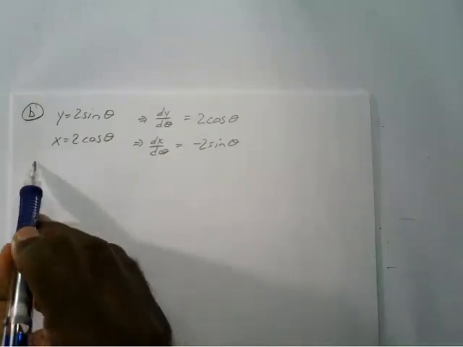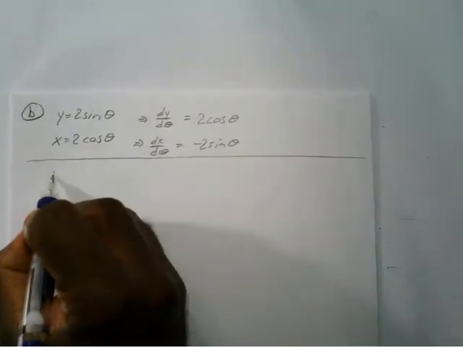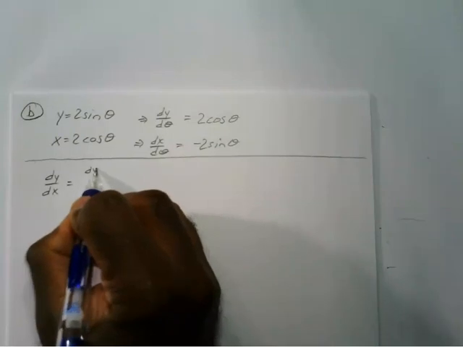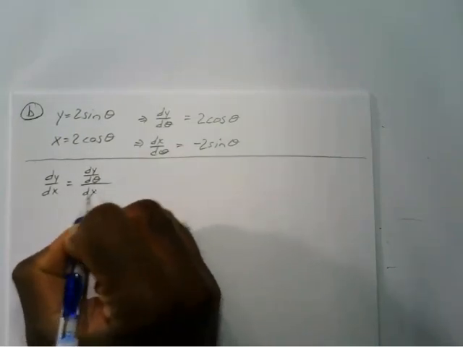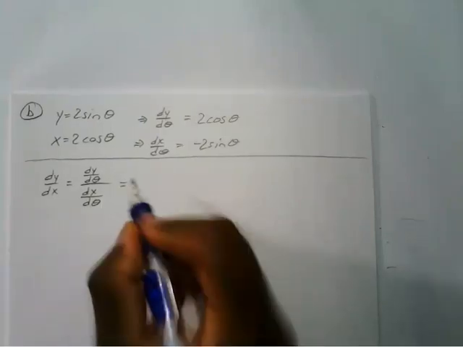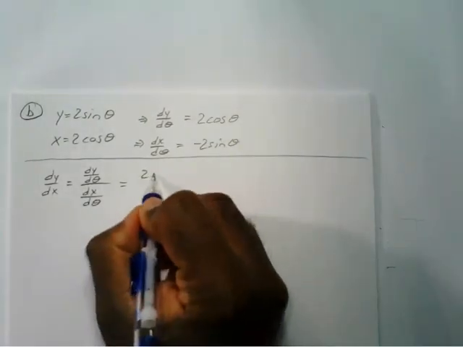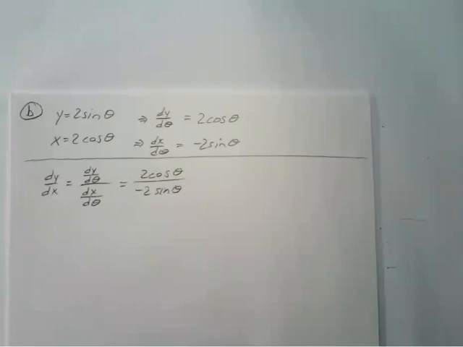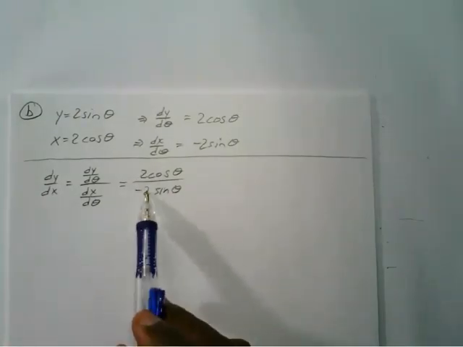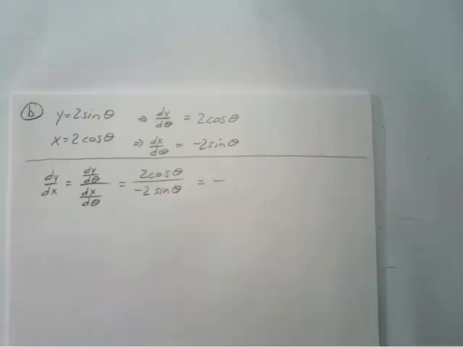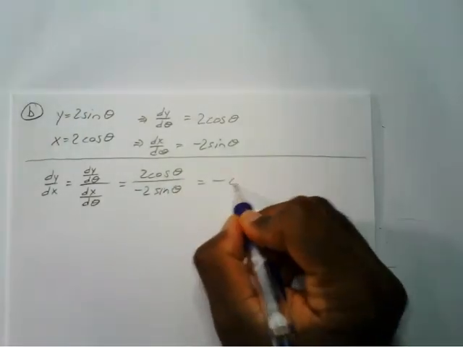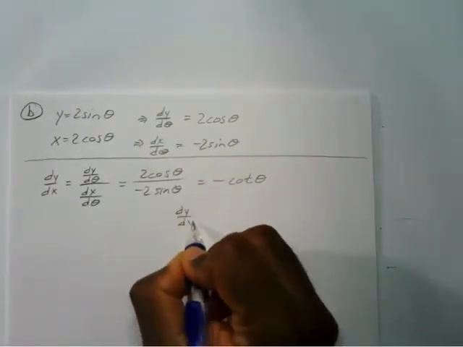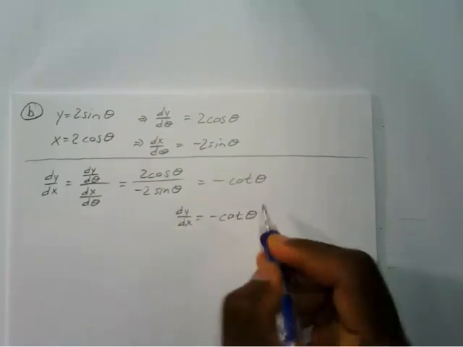All right, so that means your dy/dx, which is the derivative of y with respect to theta over the derivative of x with respect to theta. dy/d theta is 2 cosine theta, and dx/d theta is negative 2 sine theta. The 2's cancel each other out, so you're left with negative 1. So that's negative, and cosine over sine is actually cotangent. Okay, so your dy/dx is equal to negative cotangent theta.